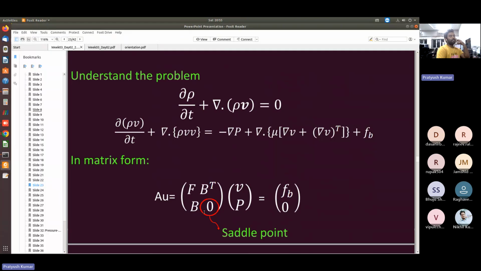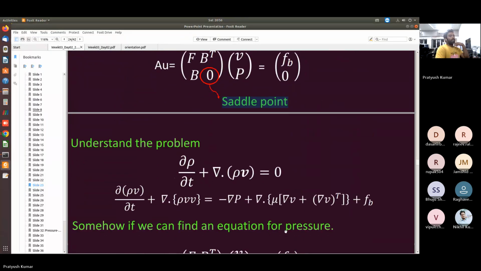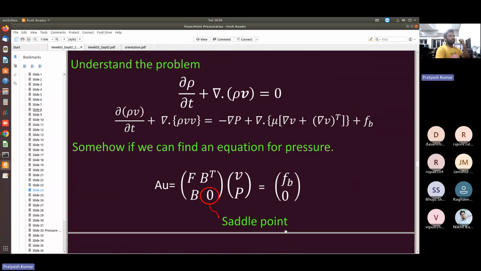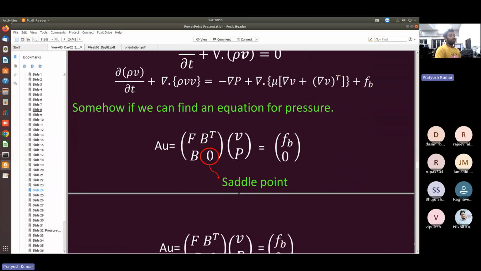Now as you can see here, this is the 0, so this is known as the saddle point. If you have read linear algebra, you may know that if there is a 0, then the rank of this matrix is going to be lesser than the rank of the augmented matrix, and this can cause the saddle point, meaning that we are not going to find any exact solution. So that is why we need to find an iterative solution. And at the same time we need to find an equation for the pressure. So what is the approach here?